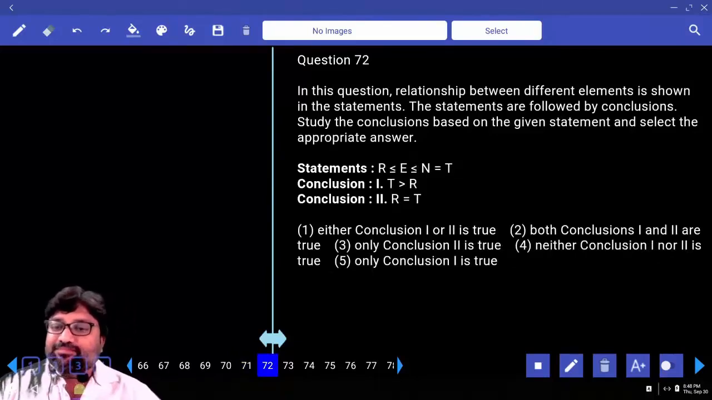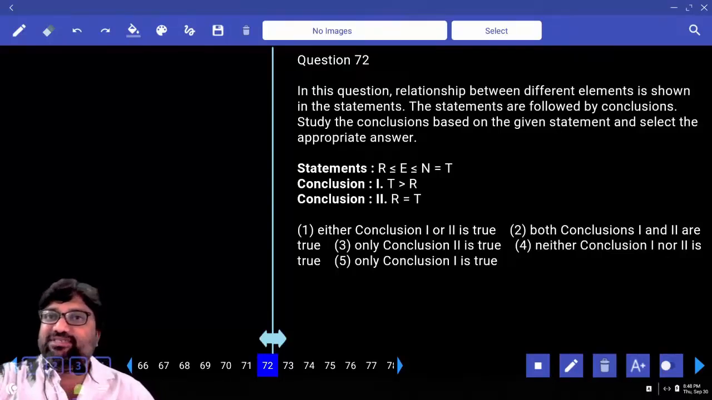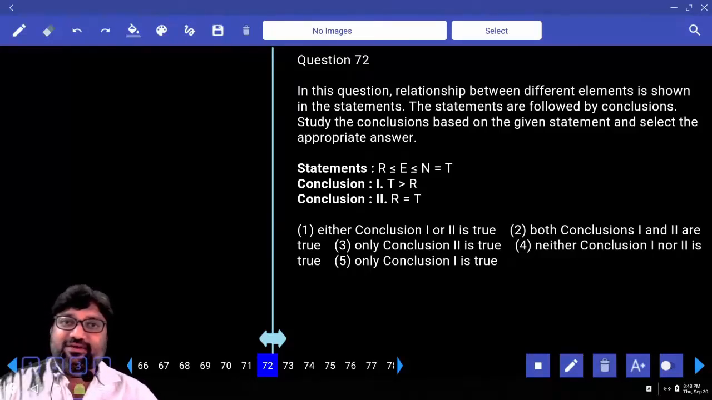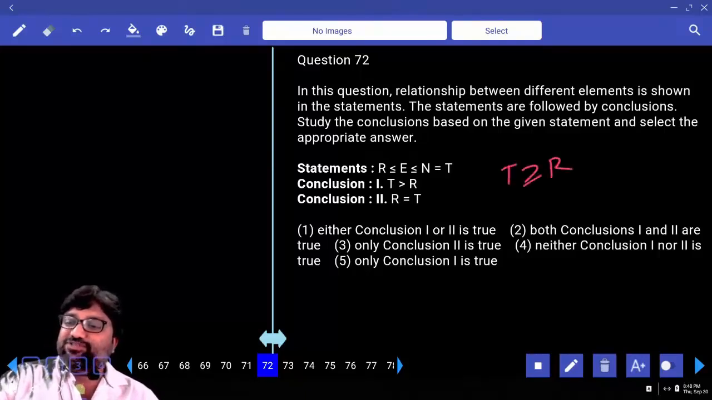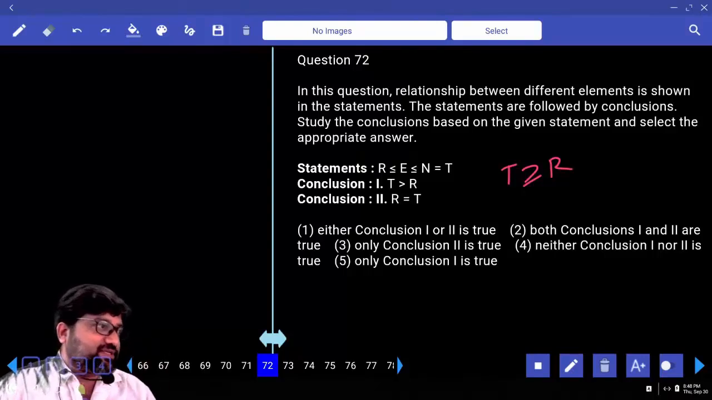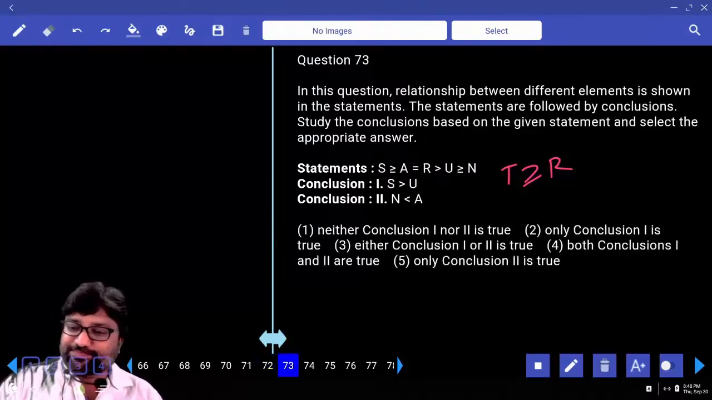Second, what is striking your mind after seeing these two symbols? Signals, those two conclusions. Come on. Your answer can be either-or. What is the conclusion between R and T? R less than or equal to T. Reverse: T greater than or equal to R. Directly put the answer. Don't think much here. What is your answer? Either one or two. First option.